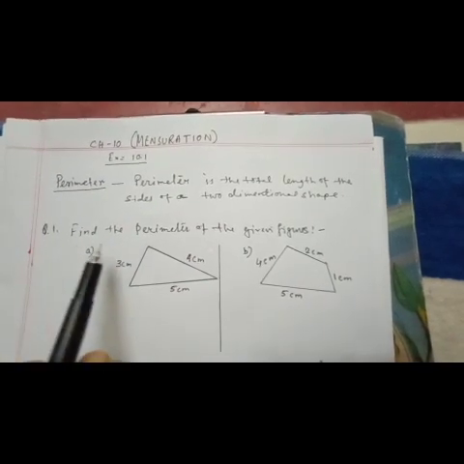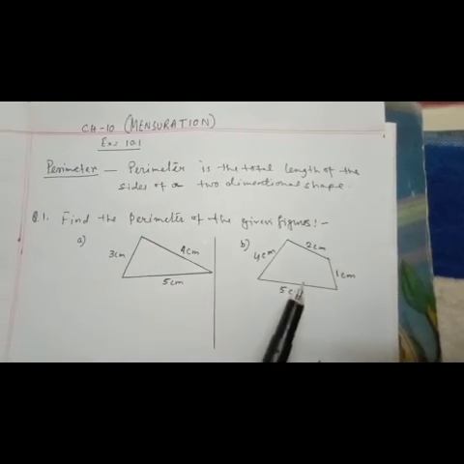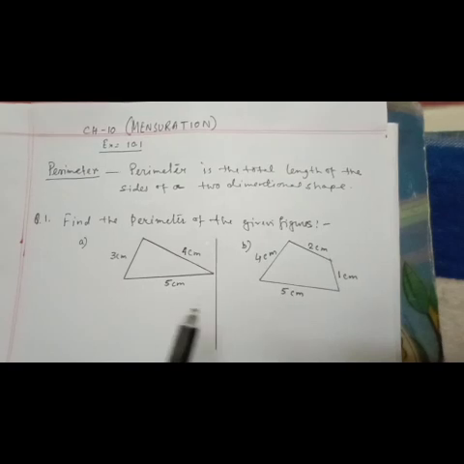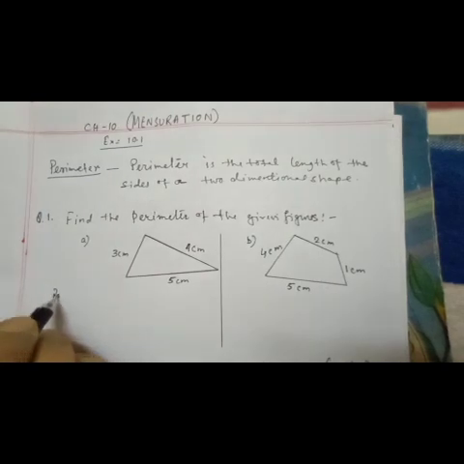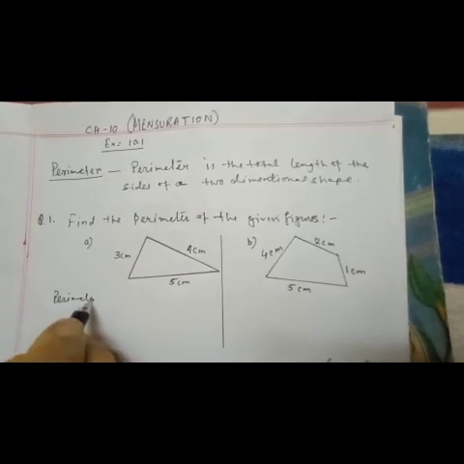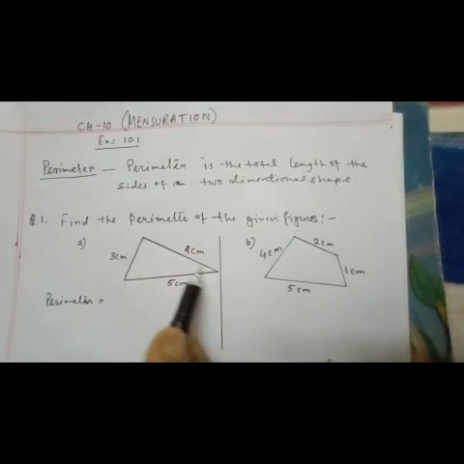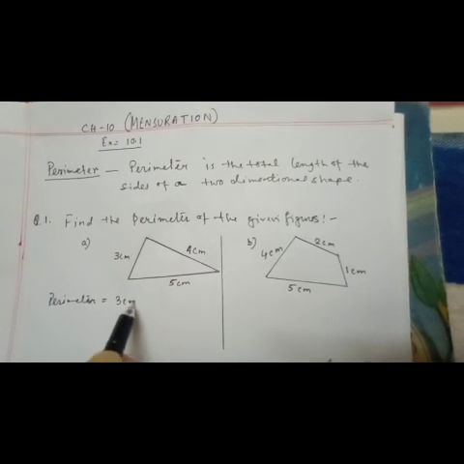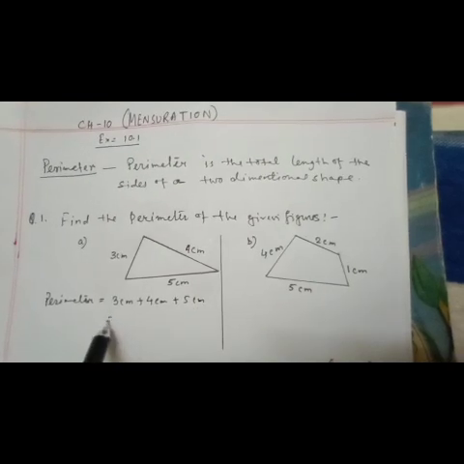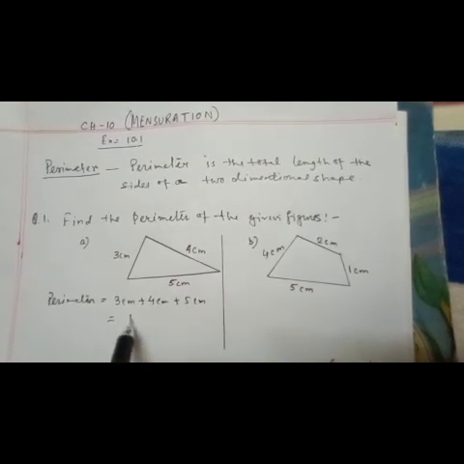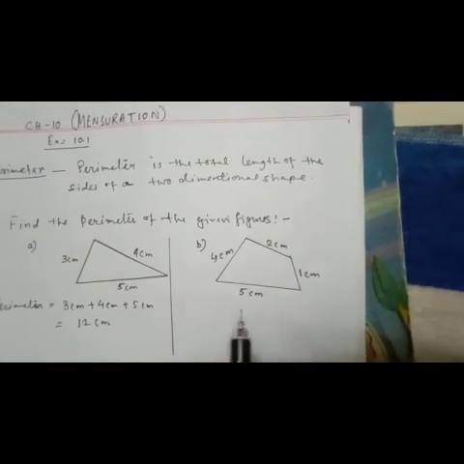Now question number 1, find the perimeter of the given figures. Here you see a triangular figure, and here a quadrilateral, a four-sided figure. You have to find the perimeter of these figures. You know how to find the perimeter. Perimeter is equal to the sum of the three sides. Here three sides: 3 cm, 4 cm and 5 cm. So it will be 12 cm. Understood?